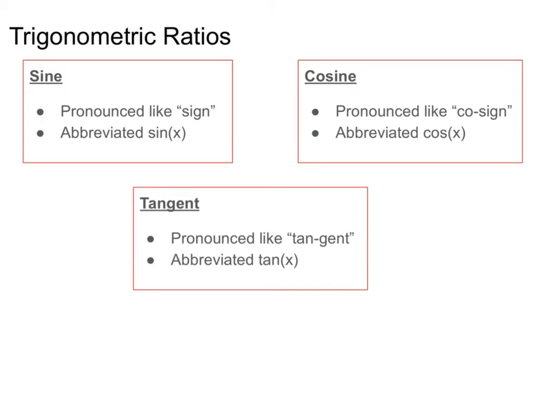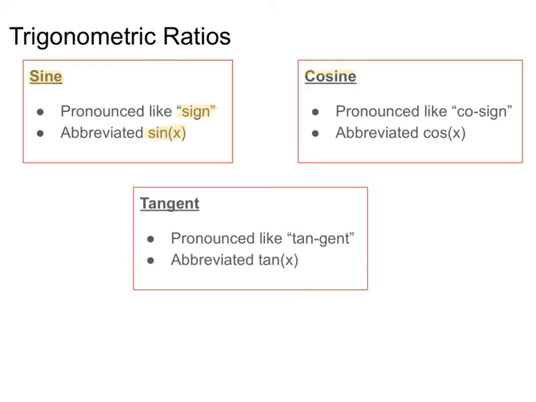Now for the next part, we're going to set up trigonometric ratios. But first we need to discuss what those trigonometric ratios are. The first trigonometric ratio we have is called sine, and it's pronounced like the word sign, like a stop sign. And it's abbreviated as sin of x. However, you need to make sure you are pronouncing it correctly like sine.